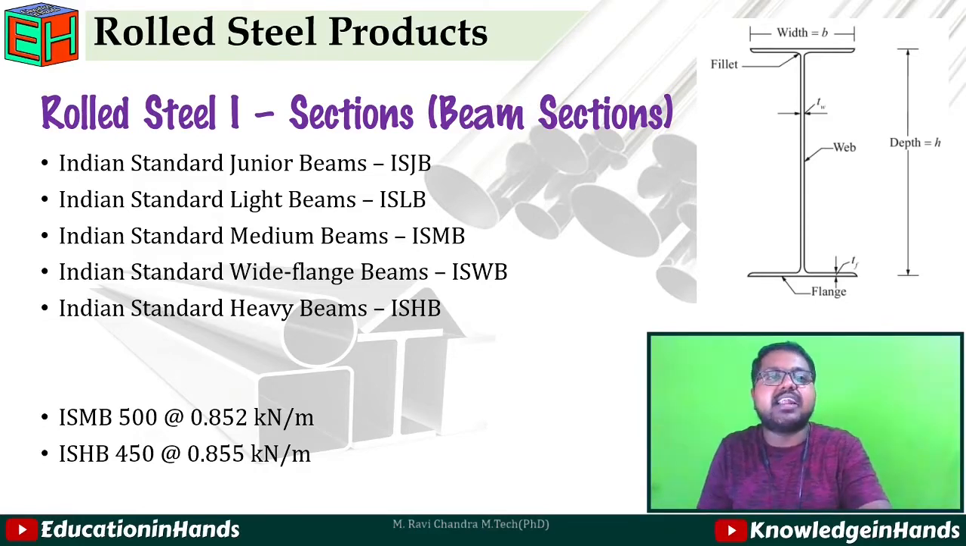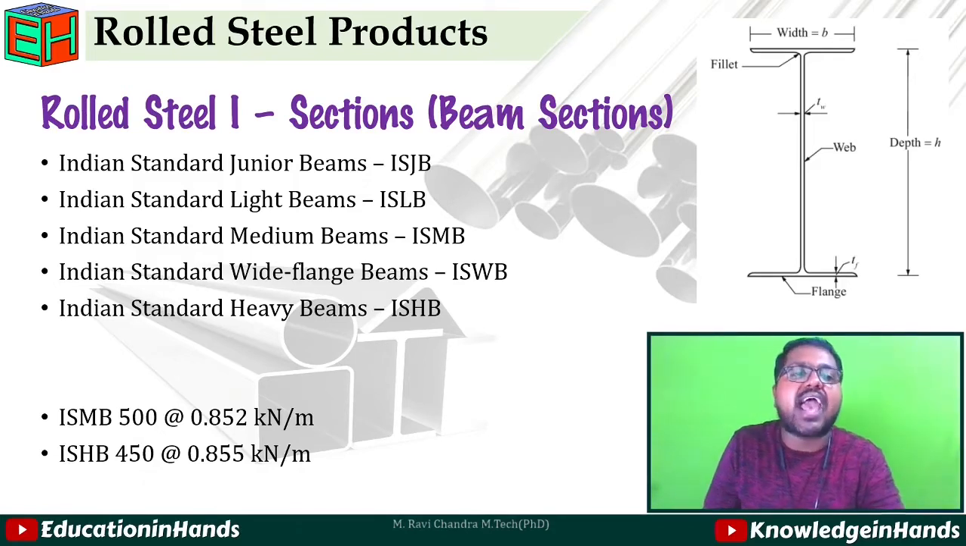So if we see here, this is the I section beam. If we see the cross section, at the top we are having a flange and at the bottom we are having a flange, and in between we are having a web. So for our notation, TF is the thickness of the flange, TW is the thickness of the web, then depth equal to H, that is the overall depth, and width W or B, this is the length of the flange.